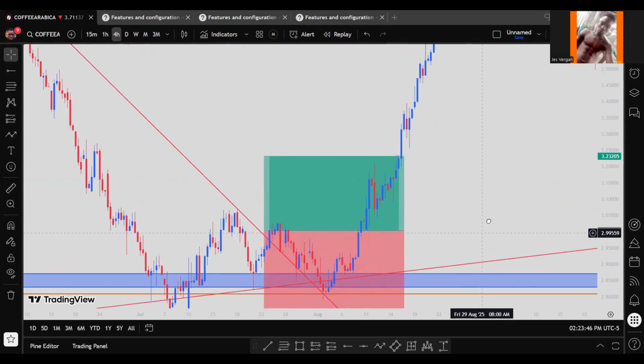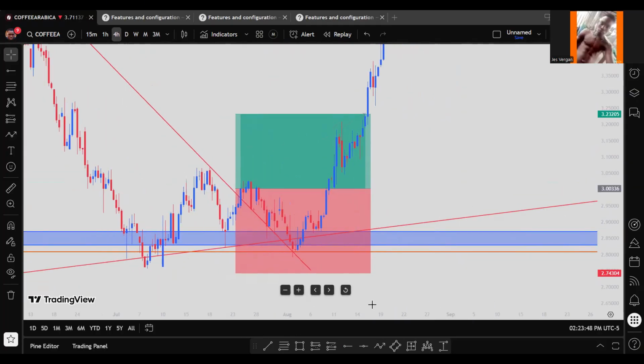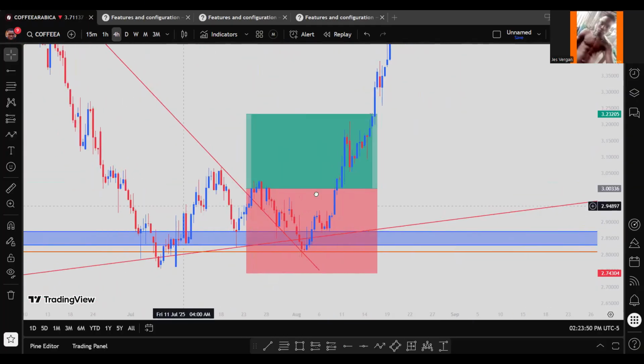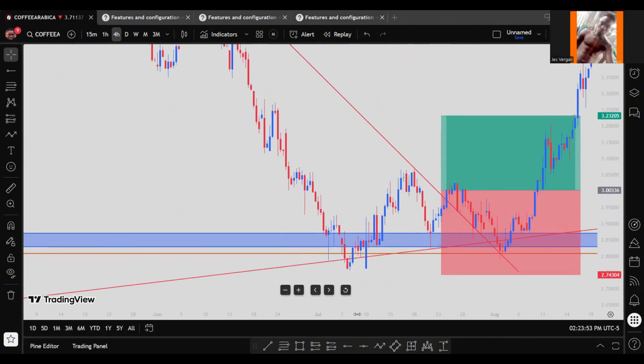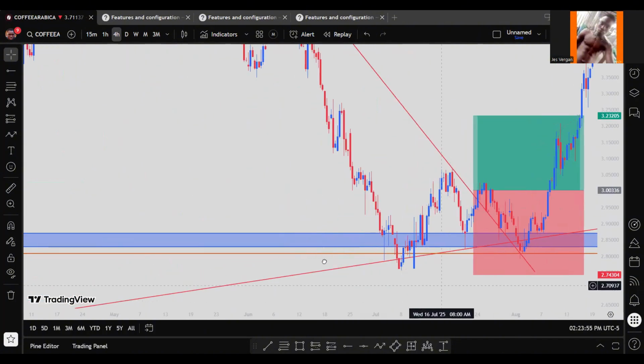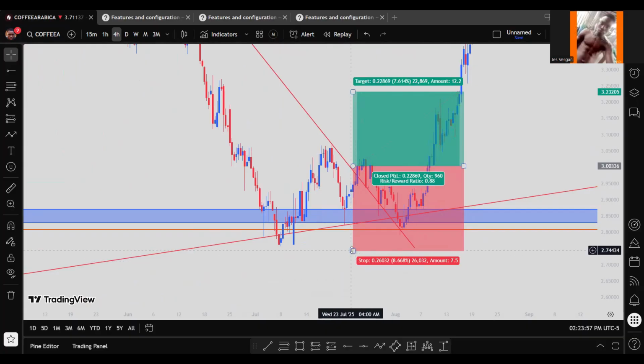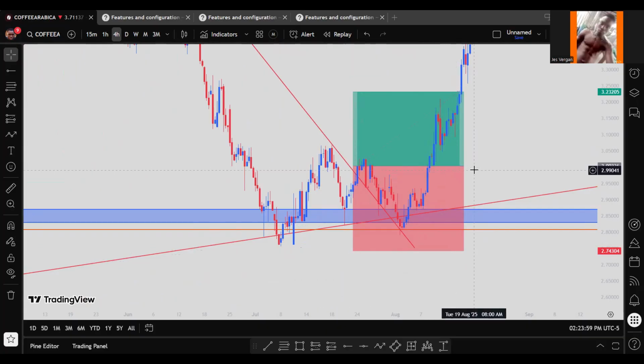So that's how I was able to get into this trade, using the Fibonacci, the trend line, also the break and retest. Using break and retest is very important. And you should also know how to place your stop loss and take profit. But I'm not really talking about that today.